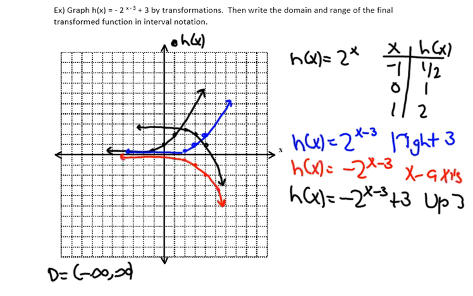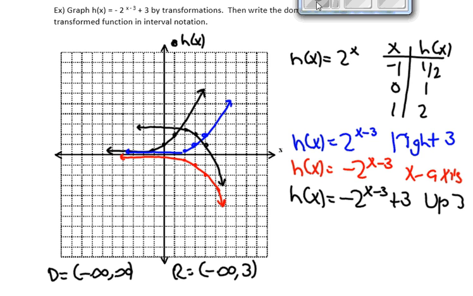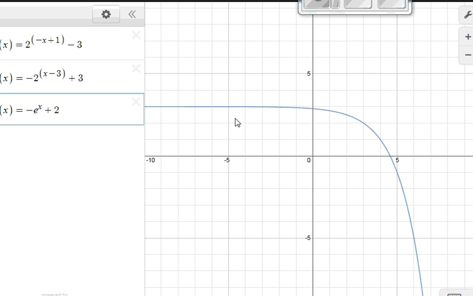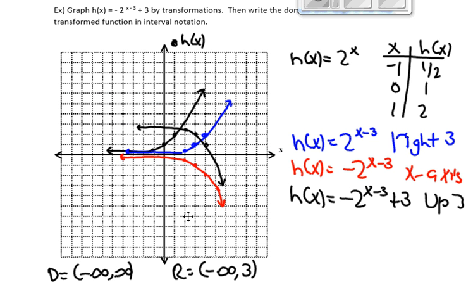Now, what is the range for this? Well, because it's pointing down, we know it goes from negative infinity, and now it goes up to positive 3. So now let's take a look at the picture on Desmos. Okay? So you can tell this and the final black picture are very, very similar.